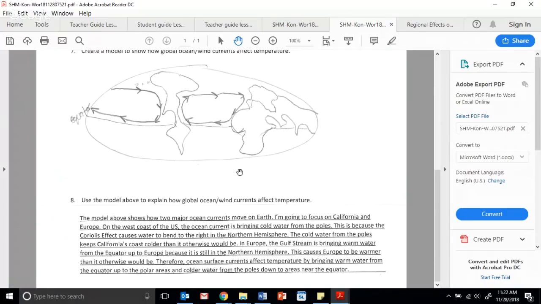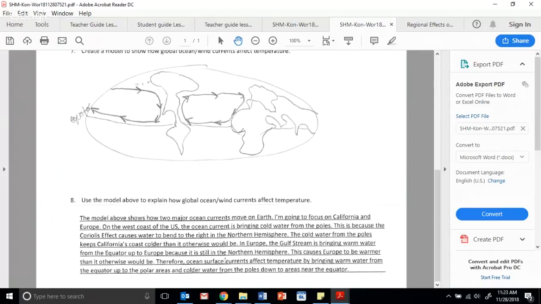In Europe, the Gulf Stream, and see, I should have labeled the Gulf Stream here, is bringing warm water from the equator up to Europe, because it's still in the northern hemisphere. So the Coriolis effect is still turning it clockwise. Okay. This causes Europe to be warmer than it otherwise would be. So if you look at Europe, Europe is actually closer in latitude to Canada and the northern part of the United States. And they have very similar weather to California. Okay. And then I explained the how.